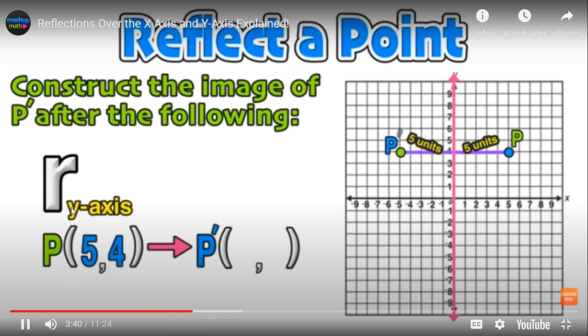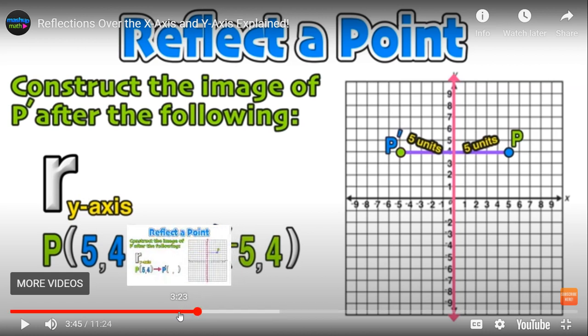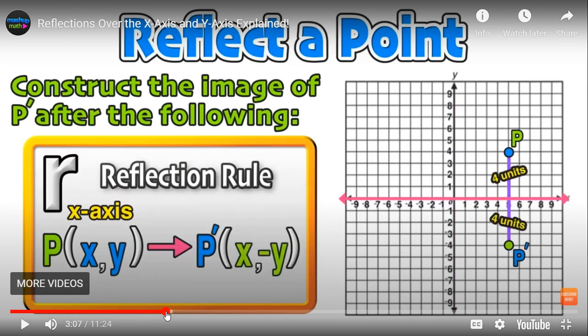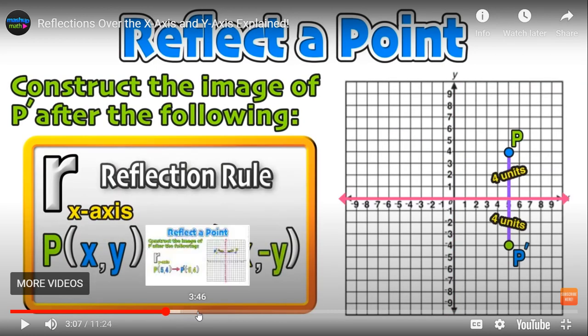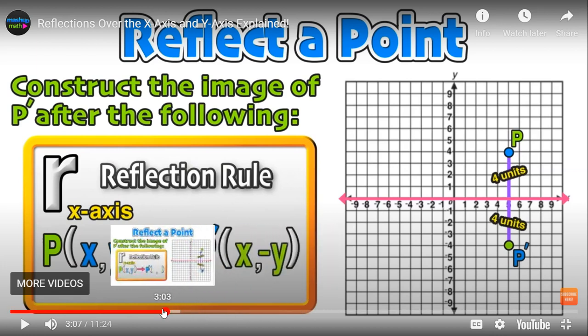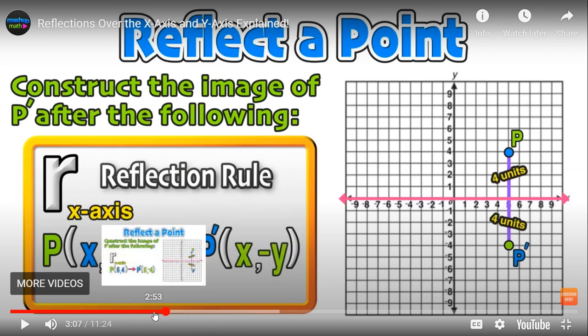So when we reflect across the y-axis, there we see, beautiful, and I'm going to pause that there. We see that it goes to negative 5, 4. So when we reflect across the y-axis, the y value stays the same, and the x is pretty much the opposite. And the x-axis example, I think, is right ahead of this one. Let me see if it has the point here.